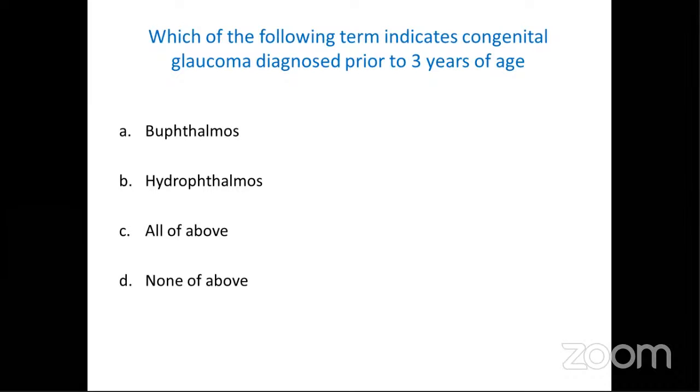Glaucoma, buphthalmos is called congenital glaucoma, correct? Yeah, it is also called buphthalmos. Hydrophthalmos, yeah, that is also called. All of the above or none of the above? The answer will be all of the above. Yeah, it is also called hydrophthalmos or buphthalmos. The cornea will be large, right? Why is it called buphthalmos? Big eye, right?